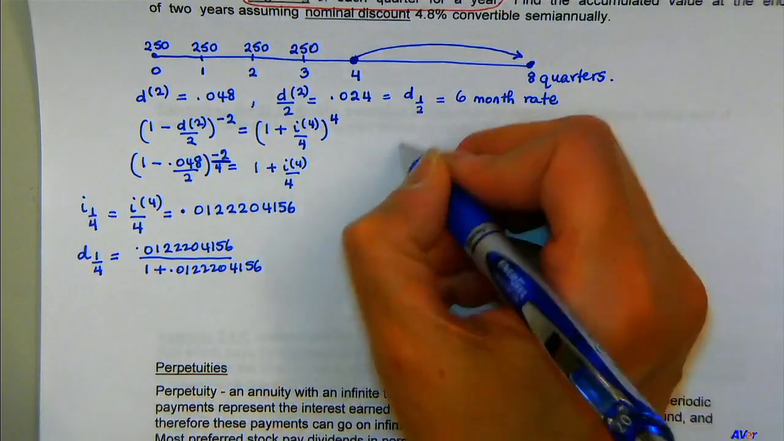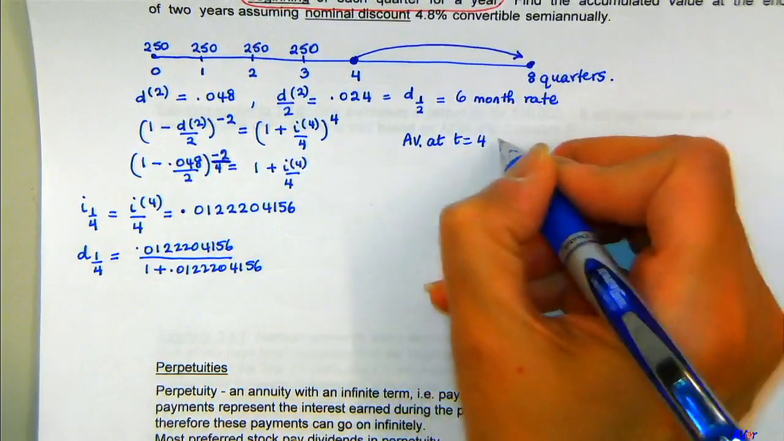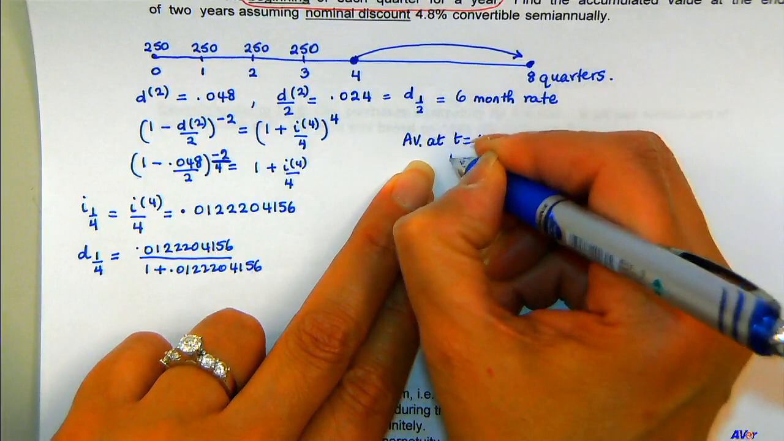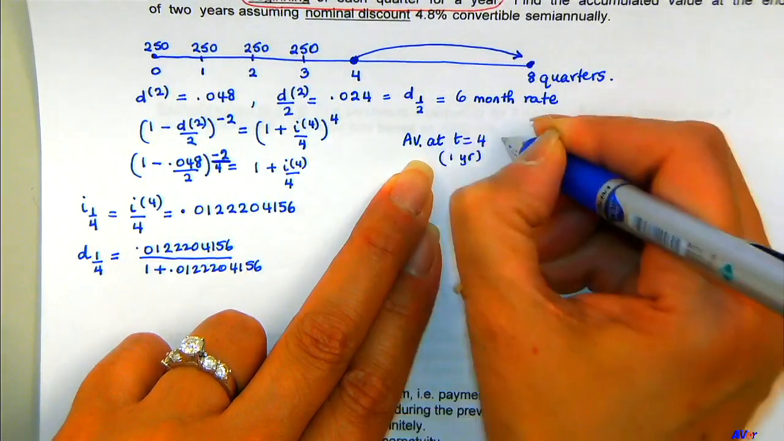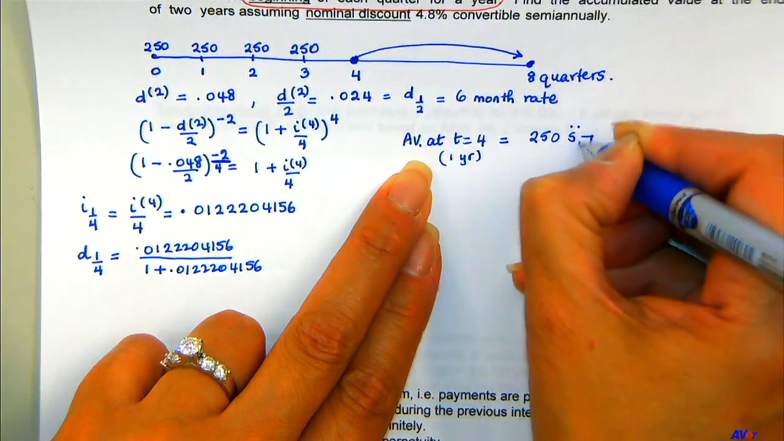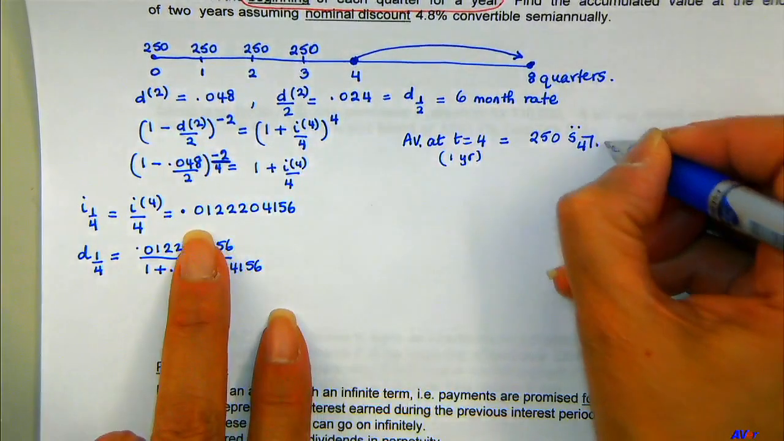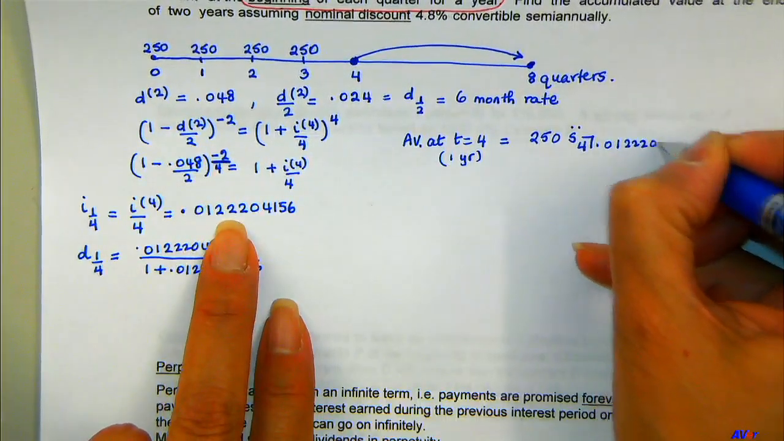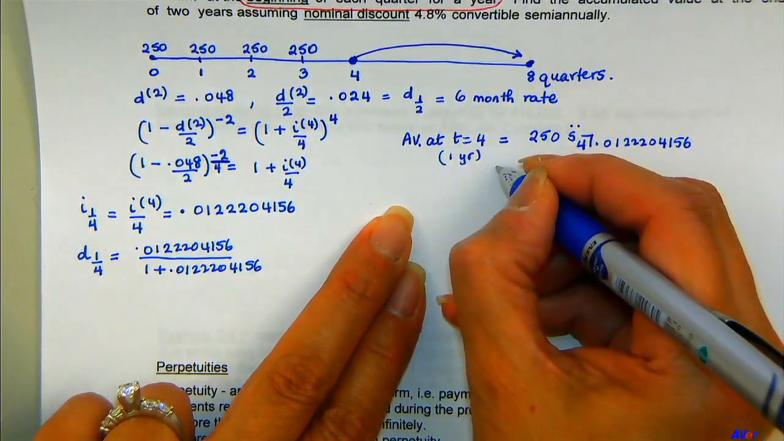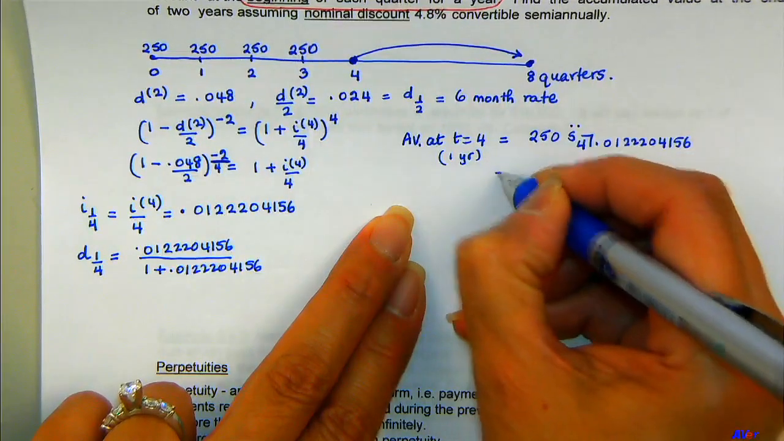So accumulated value at t equals 4 quarters. This is all in quarters for this problem, meaning at 1 year, is equal to 250 S double dot angle 4 at the quarterly interest rate, which is 0.01222044156. Let's get a number for this, and then let's grow that. Can you get me this number?